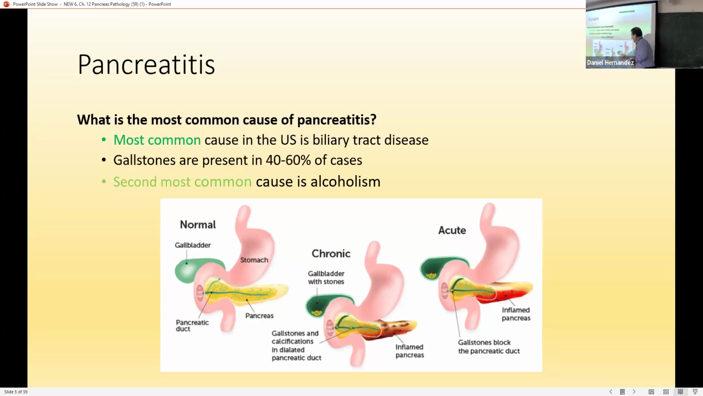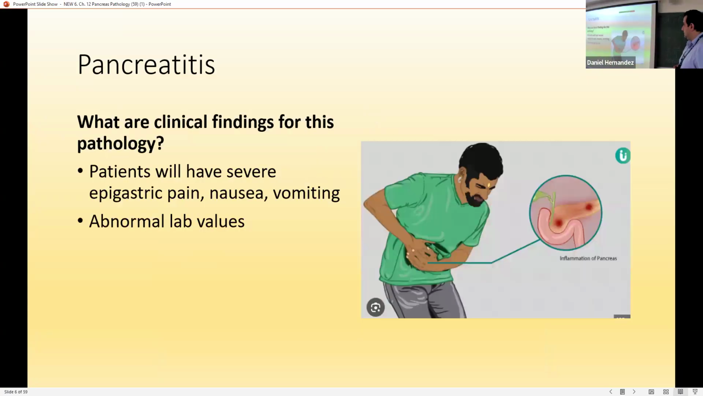And then that causes everything to back up. We don't get proper drainage of the pancreatic ducts, and that leads to the secretion of those enzymes and damage to the pancreas. The second most common cause, unfortunately, is alcoholism or alcohol abuse. Alcoholism damages the pancreatic cells and can lead to the release again of those pancreatic enzymes and episodes of acute pancreatitis.